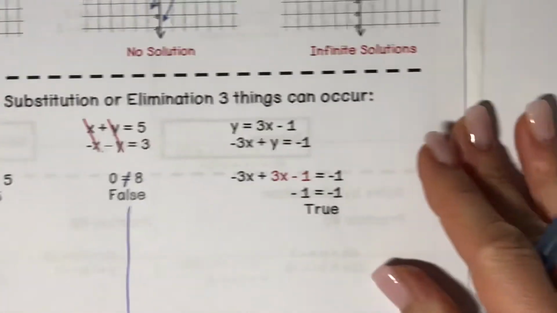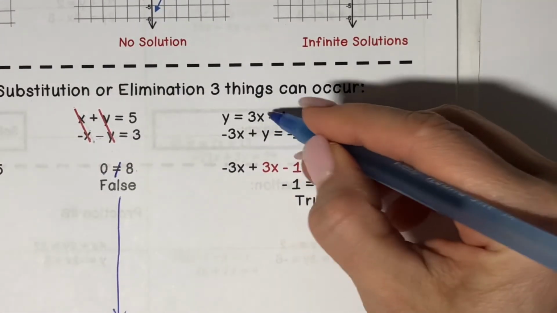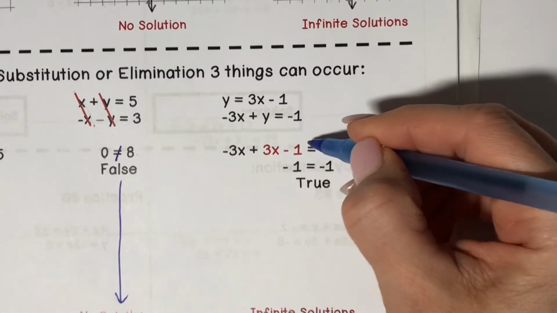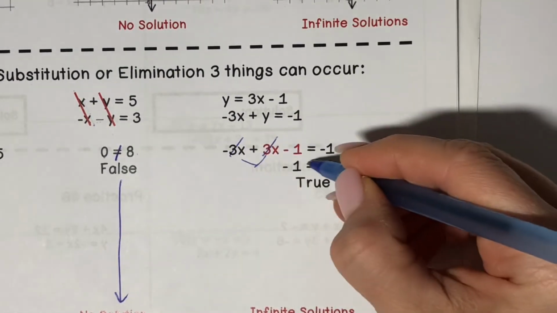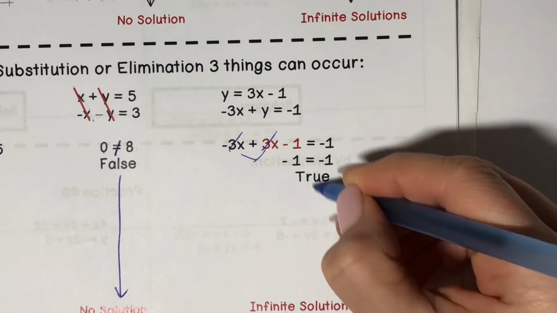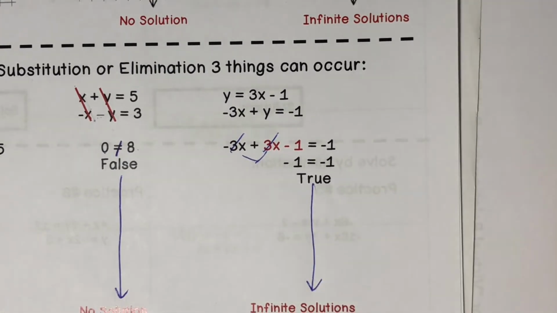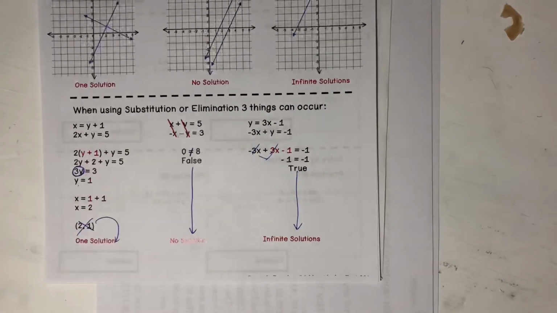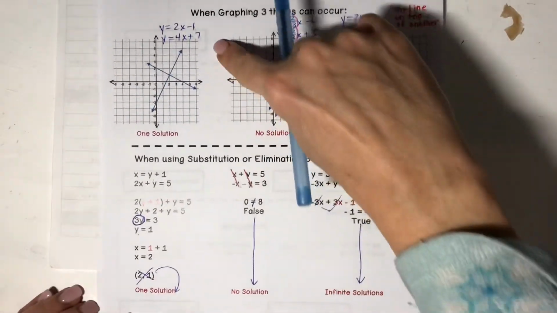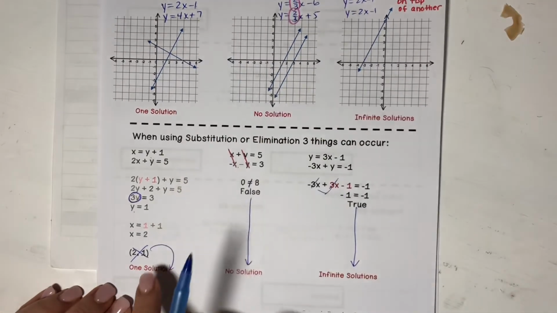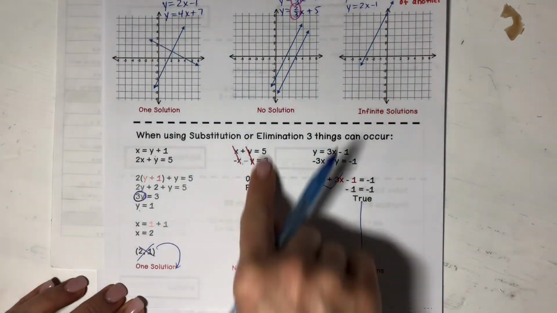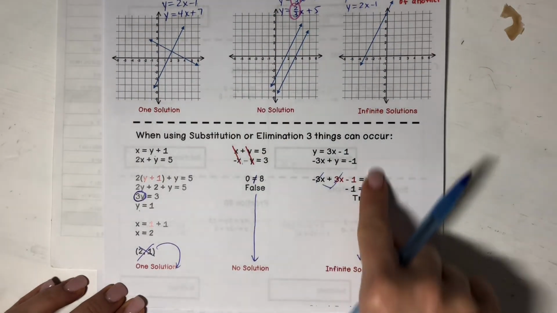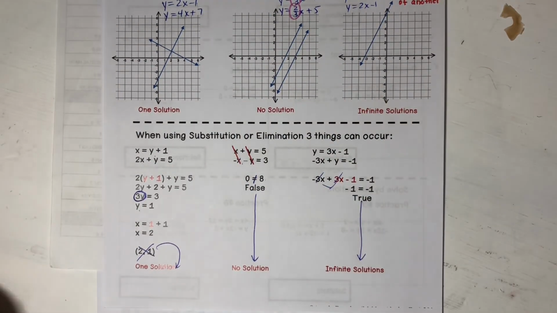Okay. And then after I did some fancy work and got it all together and did some substitution, I found that my x's canceled and I had -1 equaled -1. That's true, which means, yep, infinite solutions. So I want you to take a really good look at this sheet of paper because this is a visual representation of what this means. So this is the one solution column, this is the no solution column, and this is the infinite solution column. That's a nice review.